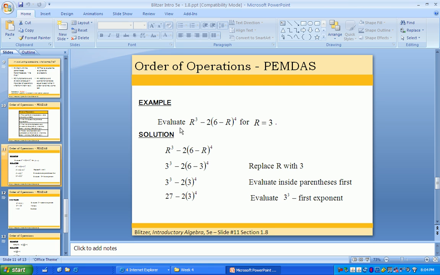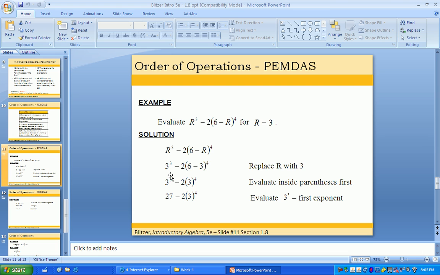So here's a nice example. We're going to start off with a variable in here, r to the third minus all this. So we have all this stuff, and r is equal to 3. So we're going to substitute 3 everywhere we see an r, and that's what we do in this step. Next, we have to get rid of everything inside parentheses, and we can simplify 6 minus 3, and that just equals 3. Now we have 3 to the third minus 2 times 3 to the fourth.